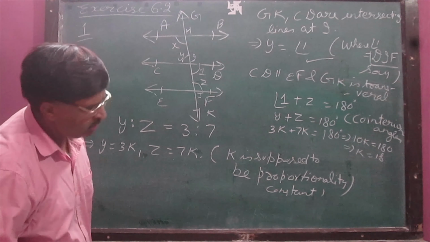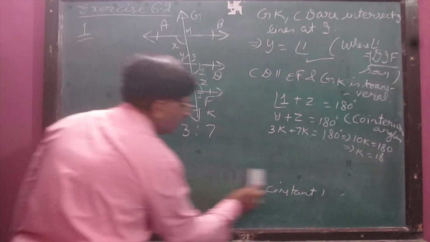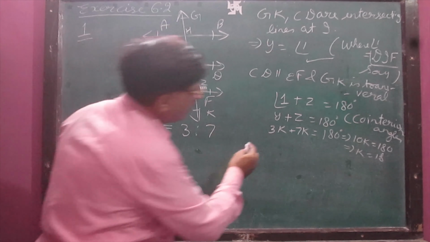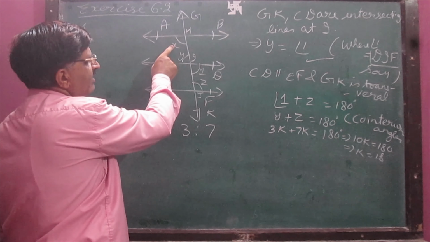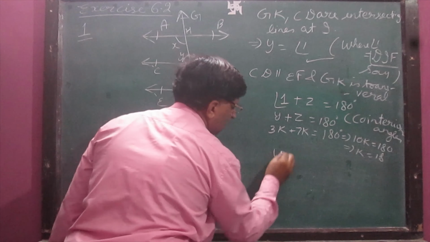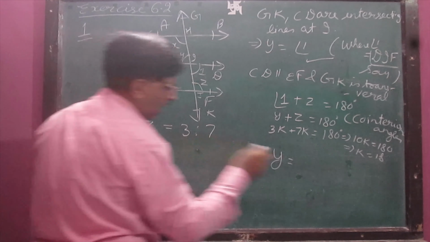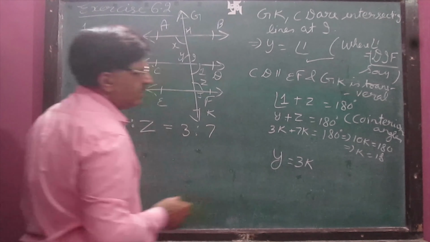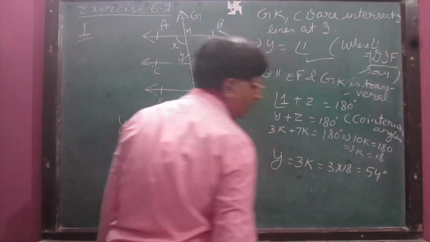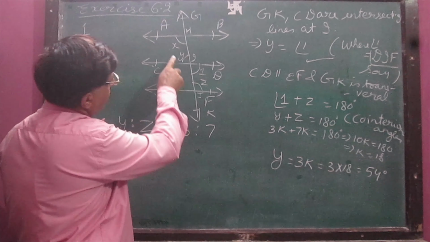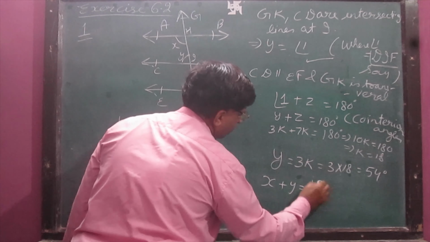So stop your video and do note it. Let me rub this very part to continue. The K value is there, but what is demanded? X. X is related to Y. So let us find the value of Y first. Y is nothing but 3K. I have just rubbed that. Y equals 3K, Y equals 3 into 18, 54 degree. And then you will find the value of X, because X plus Y equals 180 degree.